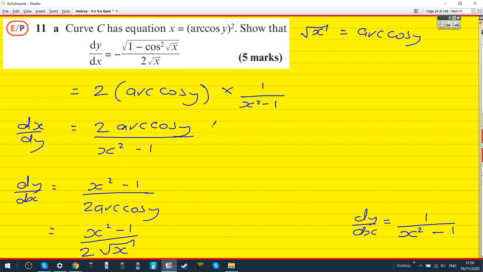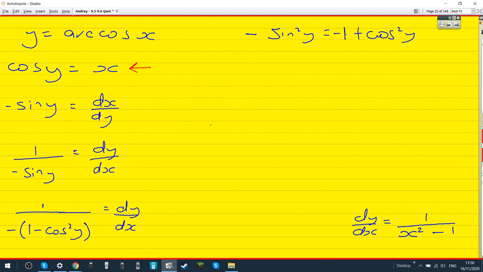1 minus, I think because we did this here. Let me just check this. So y equals arc cos x. Cos y is equal to x. dx by dy is minus sine y. dy dx is 1 over.